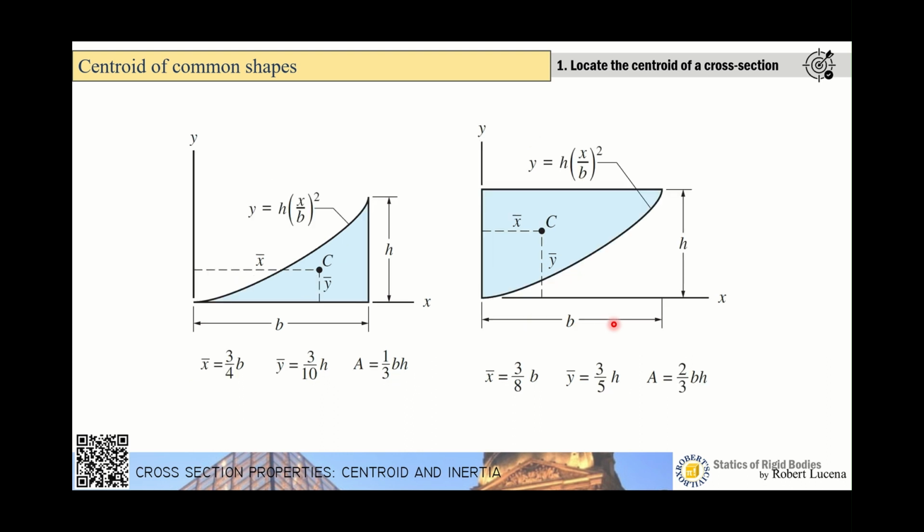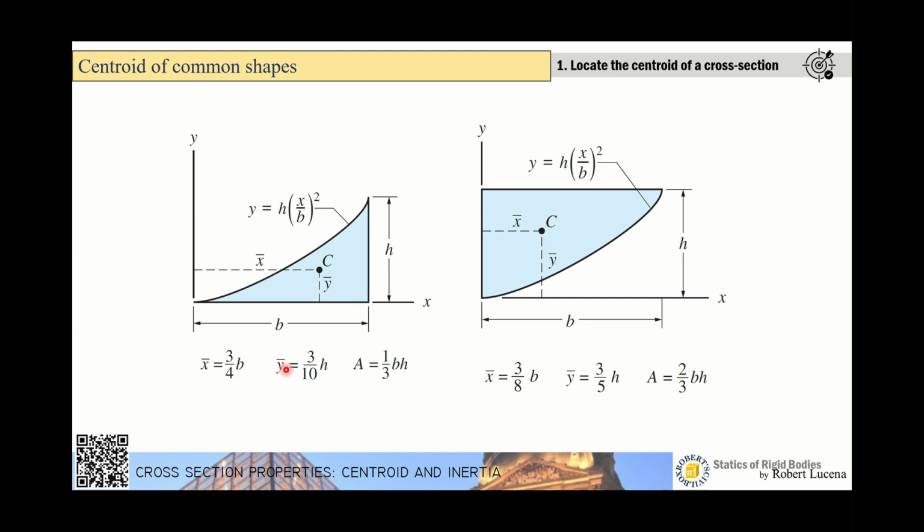Other common shapes we have here are the spandrel and a portion of a parabola. But I think not most cross-sections use a portion of a parabola. In my personal opinion, if there is a parabola, it's more convenient to use integration.